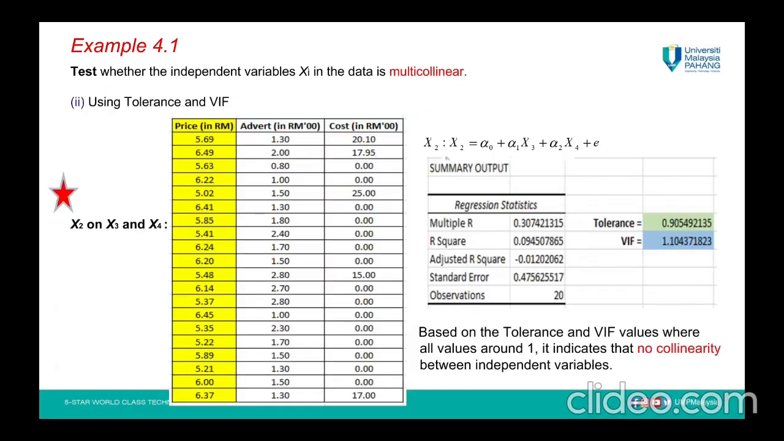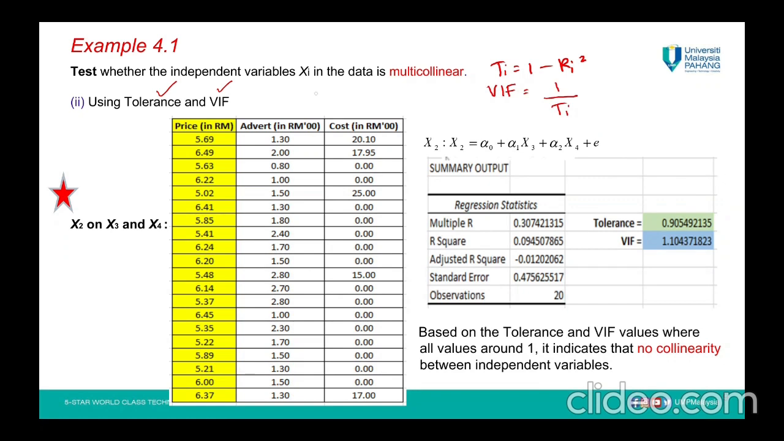The next test to check on multicollinearity is tolerance and VIF. Since there is a close relationship between tolerance and VIF, where the formula for tolerance is Ti equals 1 minus Ri squared, and the VIF formula is 1 over Ti, we can analyze them together.